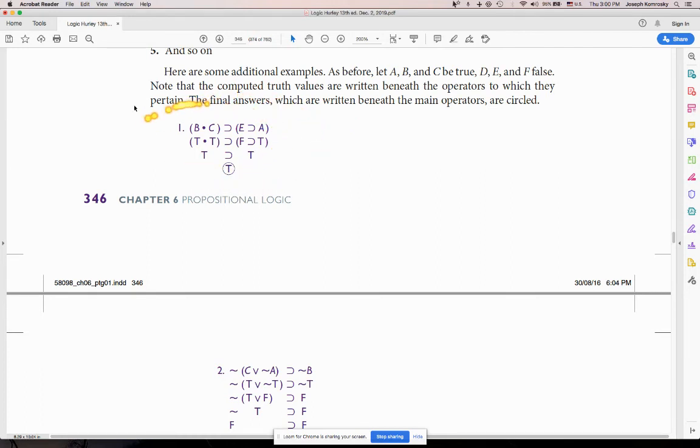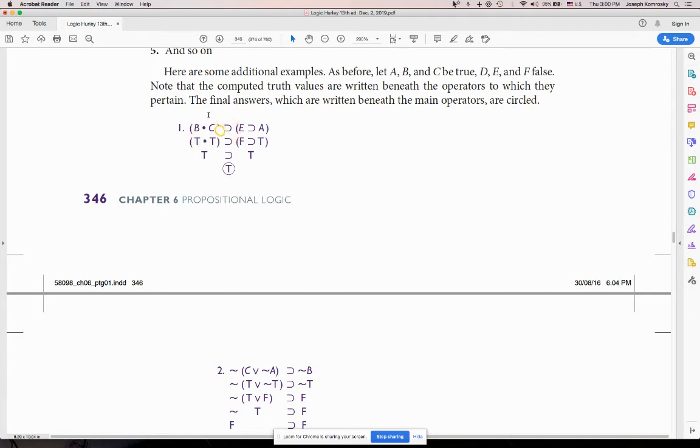So this will be part of your homework. When we look at one, we know we have to do what's inside the parentheses first, right? So we have a conjunction here, we have a dot, and then we have a horseshoe. We have to do those first, and then when we're done with those, the very last thing we do is what? We do this guy, right? The one in the middle.